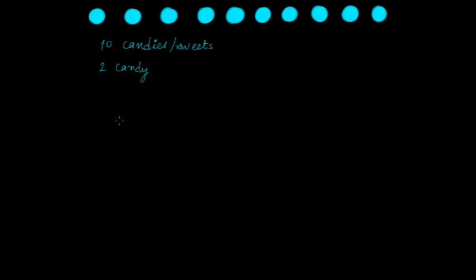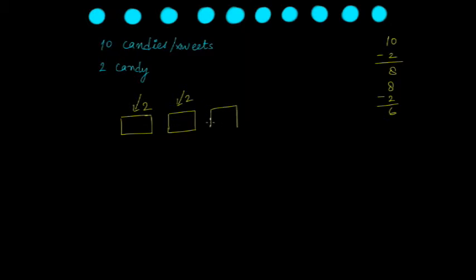Suppose this is box 1. You will put 2 candies here. You are left with 10 minus 2, which is 8 candies. Again, you will put 2 candies in another box. Now you're left with 8 minus 2, 6 candies. Now again you will put 2 candies in this box.